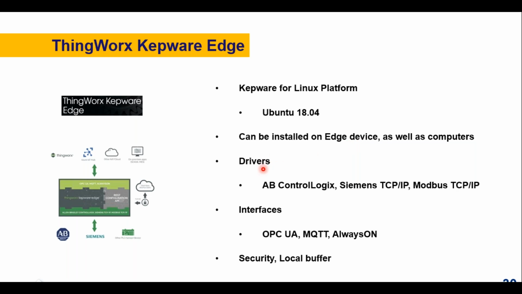As of now, since it's the initial release, there are only 3 drivers available. One is Allen Bradley ControlLogix. It can communicate with the Siemens TCP/IP protocol, and it can communicate with the Modbus TCP/IP protocol. And you can share this data to OPC UA, MQTT, and Always On. Always On is for ThingWorx connectivity. And there is security and a local buffer also available.